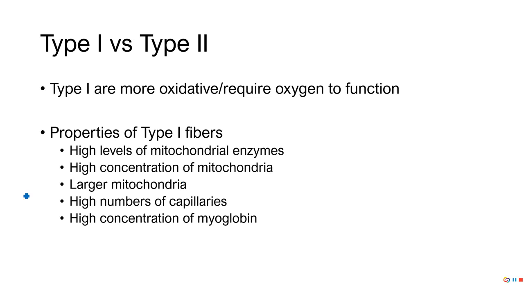Okay, and so this is why type 1 fibers are more oxidative. Or this is what makes type 1 fibers more oxidative, is that their anatomy, their structure allows them to take advantage of that oxygen.